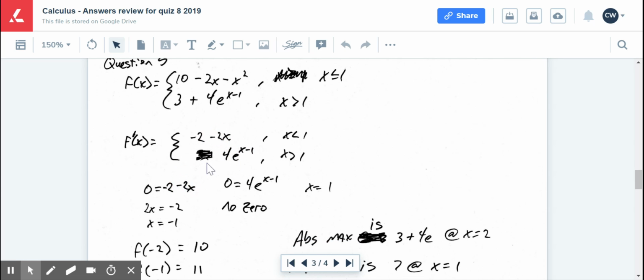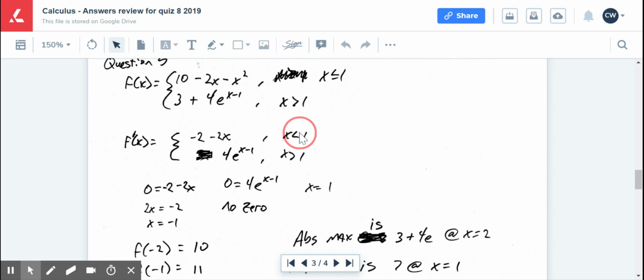Set each of those equal to 0. I solve this one, so I add the 2x over, I divide, it gives me a critical point of -1. On this, remember we've talked about it before, e can never be 0, so there is no 0 out of that. And there is one more critical point, which is 1.